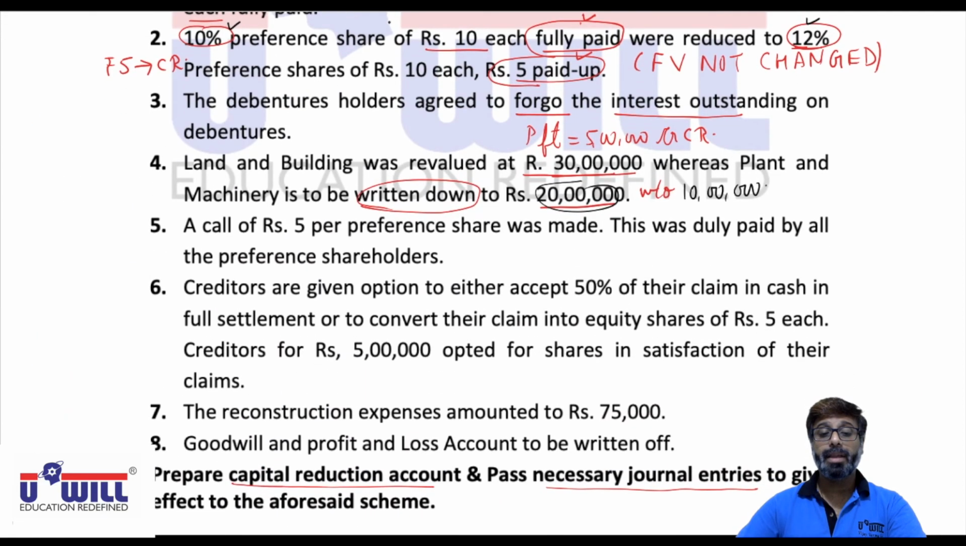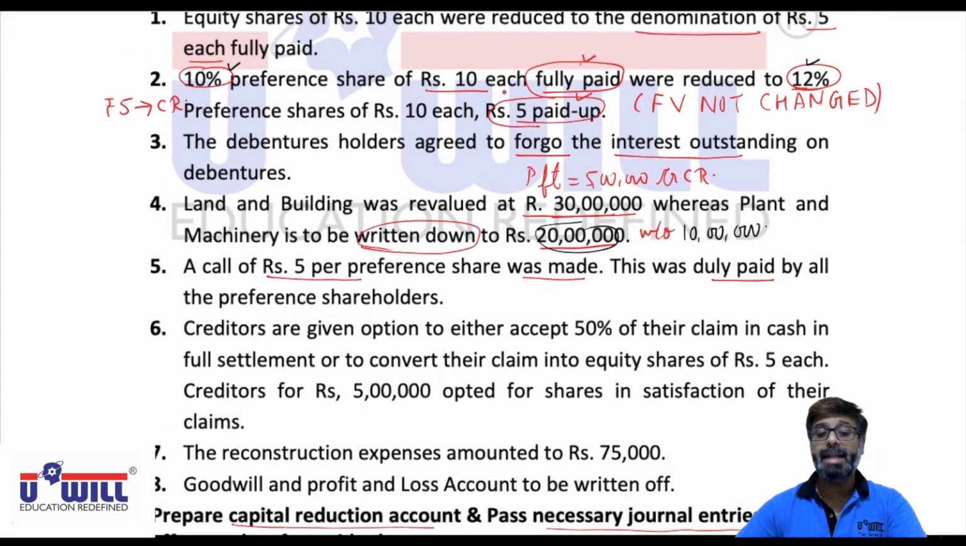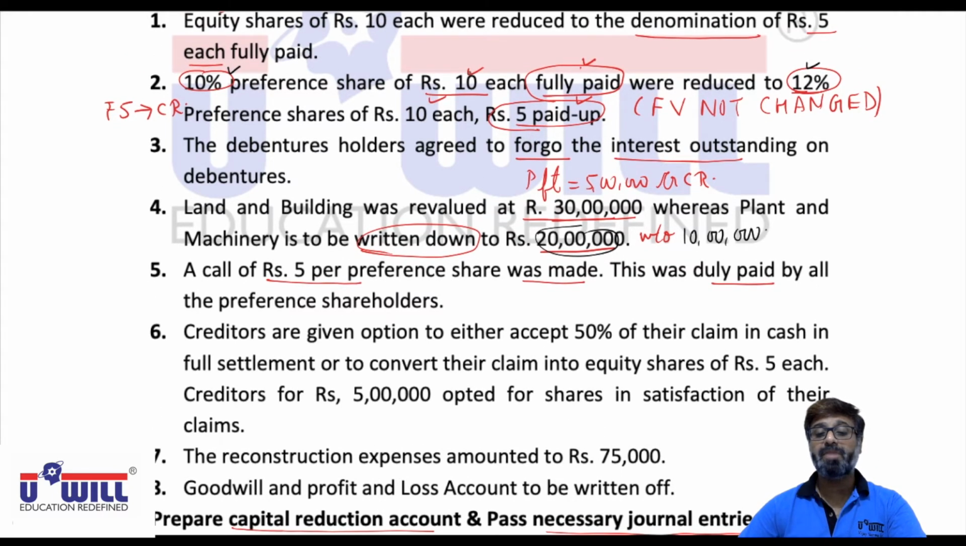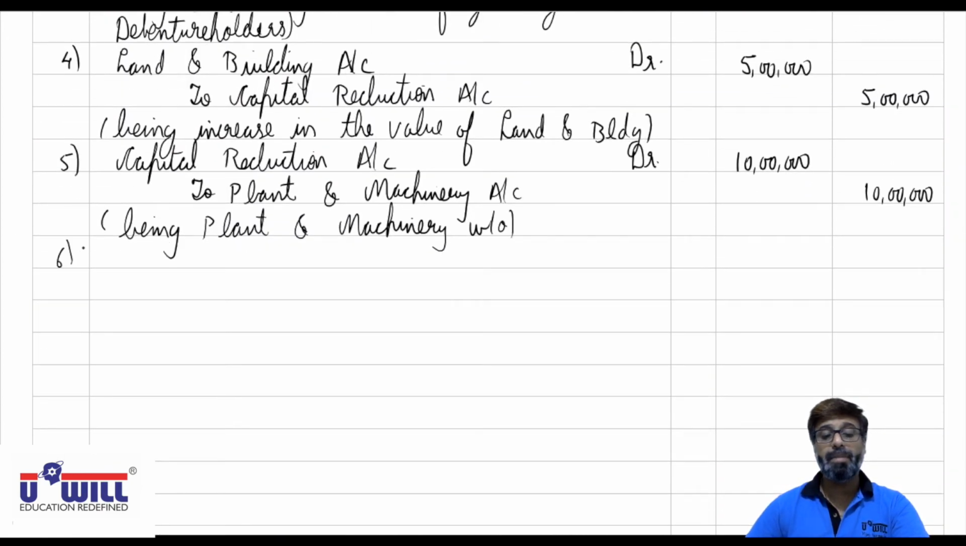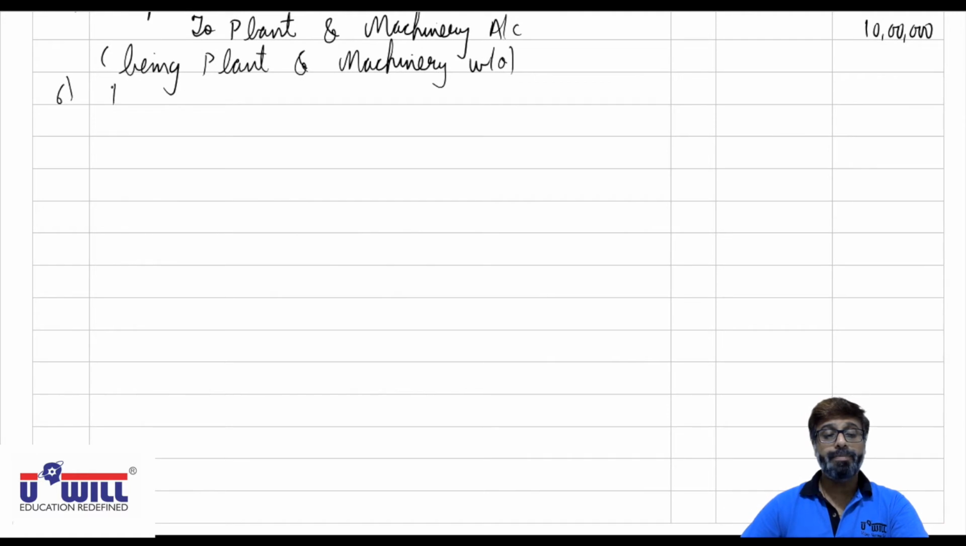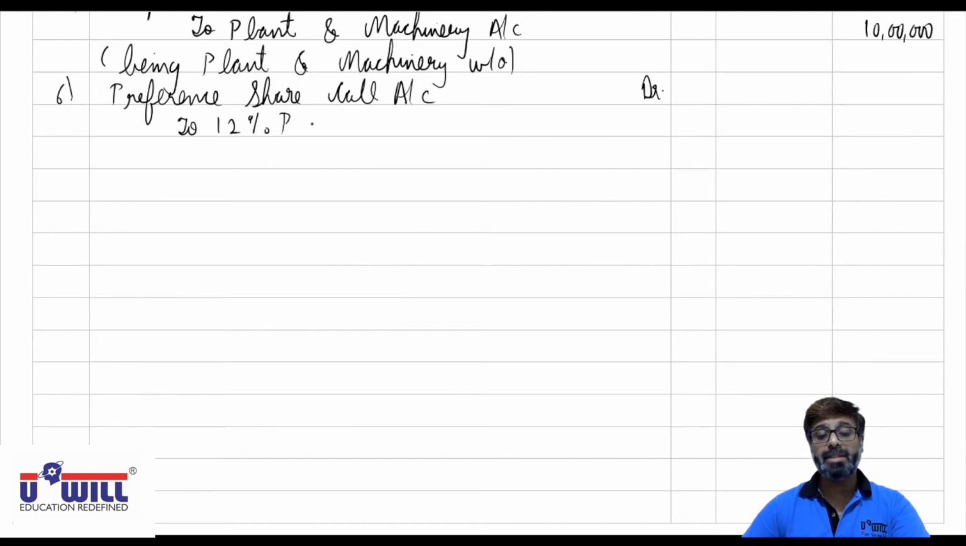Next, a call of rupees 5 per preference share was made, and this was duly paid by all the preference shareholders. We have seen that face value is not changed in case of preference shares, only paid up value is changed. So that remaining 5 rupees company has again called from preference shareholders. So two entries will be passed. First, for making the call, preference share call account debit to 12% preference share capital account.